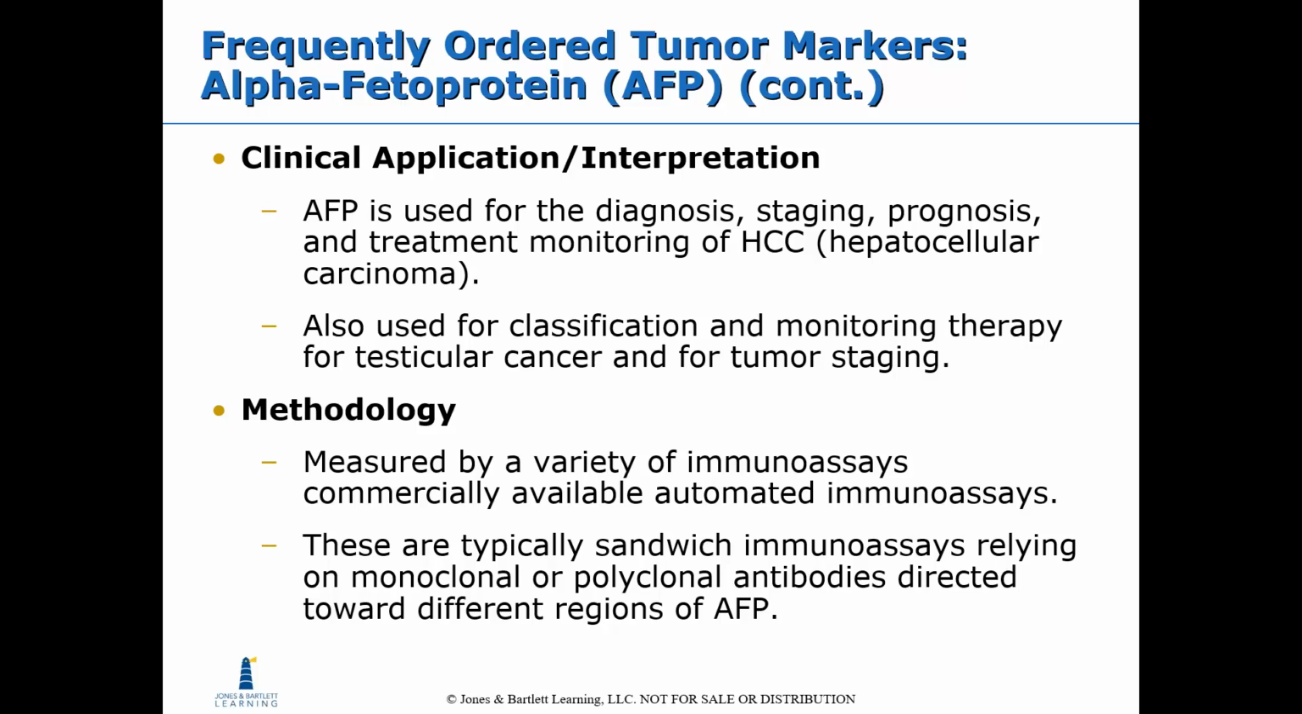Clinical application and interpretation. AFP is used for the diagnosis, staging, prognosis, and treatment monitoring for hepatocellular carcinoma. It is also used for the classification and monitoring of therapy for testicular cancer and for tumor staging. It's measured by a variety of commercially available automated immunoassays. These are typically sandwich immunoassays relying on monoclonal or polyclonal antibodies directed toward different regions of AFP.